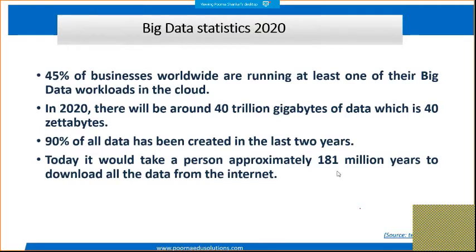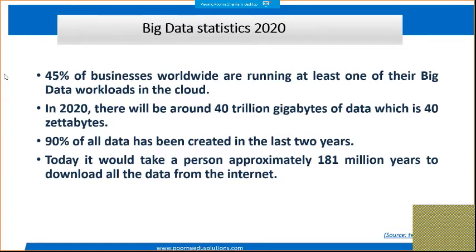You could see that, so 45% of businesses worldwide are running at least one of their big data workloads in the cloud. We say cloud, and we imagine something is stored in the cloud. Actually, it is not in the cloud. It is all stored in data centers. So to process the data, to store the data, and to access it at a very fast speed, we are using big data. In 2020, 40 trillion GB of data, that is 40 zettabytes, was created.